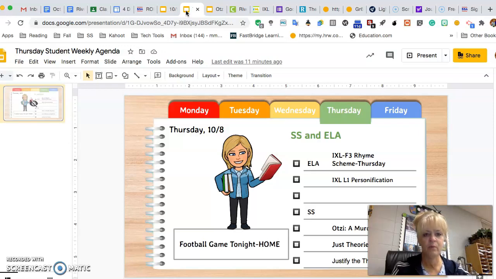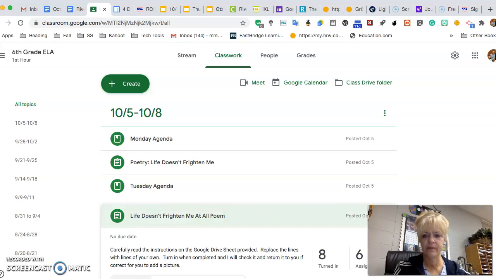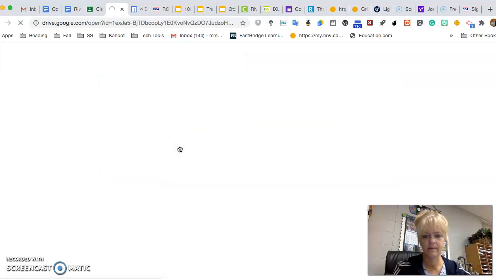One more time, when you're sent a Google Doc on Google Classroom, for example, this one. When you're sent, the assignment was to write your own poem. The directions are right on there. Okay, right on there it says. So you click on this.